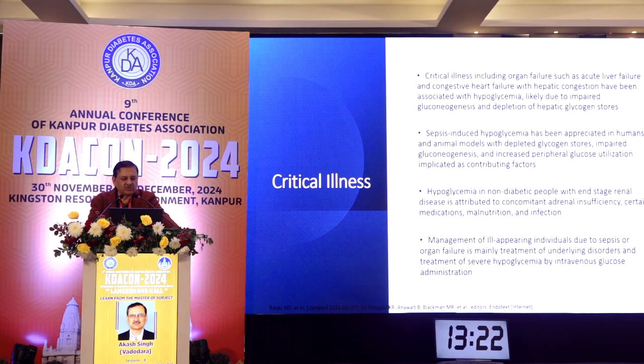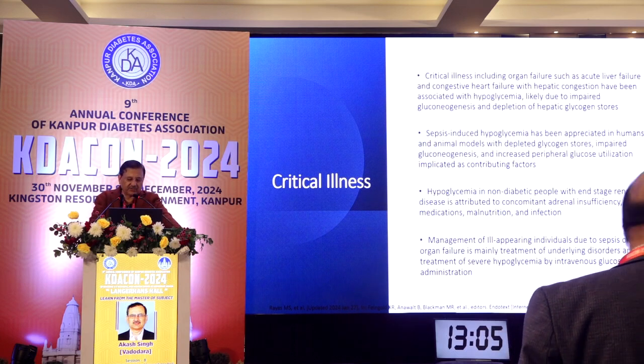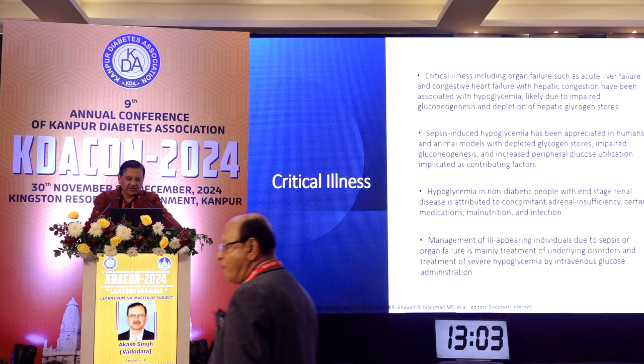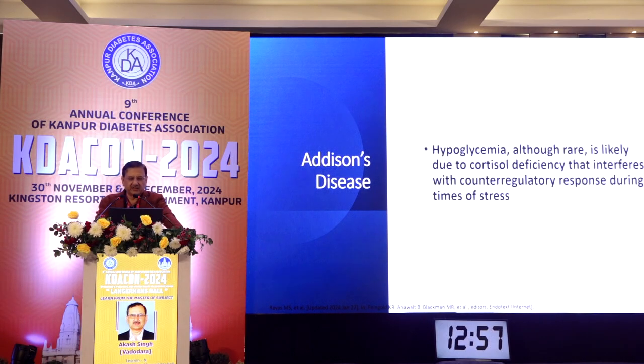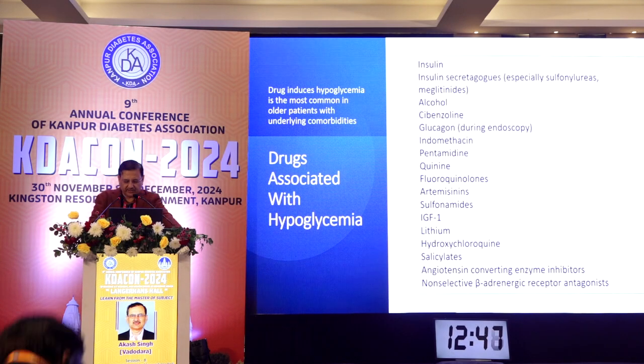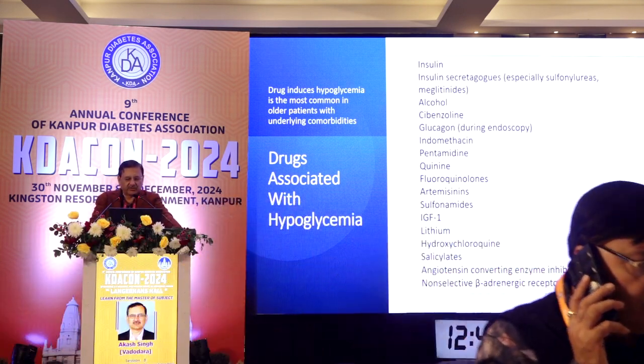Critical illnesses can also cause hypoglycemia because they may impair hepatic and renal function. They also may lead to a higher catabolic state, higher demand of sugars, and there is glycogen depletion because of poor oral intake, and some illnesses can also cause cortisol insufficiency. All of this can cause hypoglycemia. Addison disease, though rare, is likely due to cortisol deficiency that interferes with counter-regulatory responses during times of stress. Cortisol is an important counter-hypoglycemia hormone.